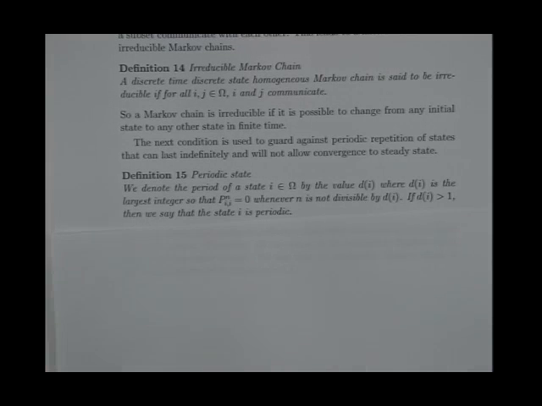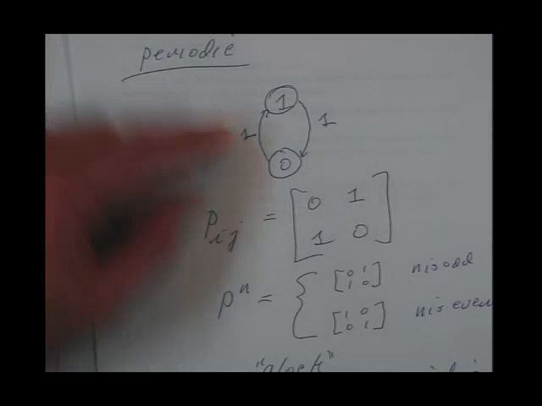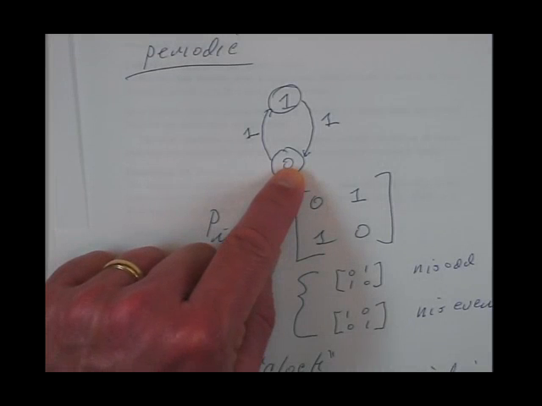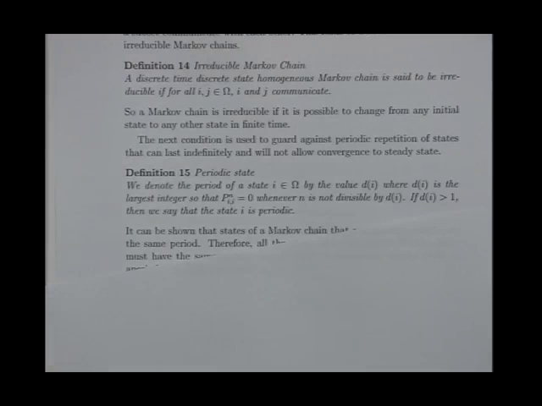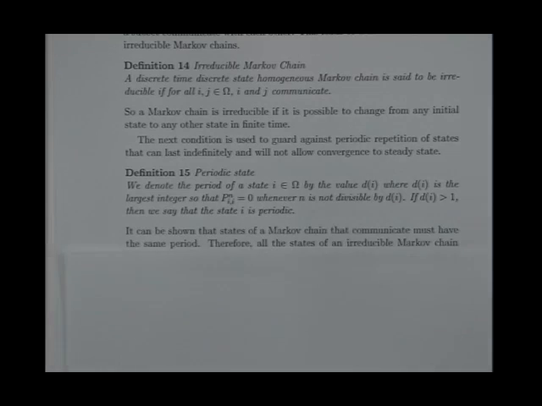And now the problem in the example I gave you was that this state was periodic, and obviously its period is two, because if you start at state 0, then at time 1 you can't be in state 0. At time 2 you can be in state 0. At time 3 you can't be in state 0. So anything not divisible by 2, you can't be in state 0. Okay. So periodic states can cause you a problem, but if you exclude periodic states, then you're good to go.